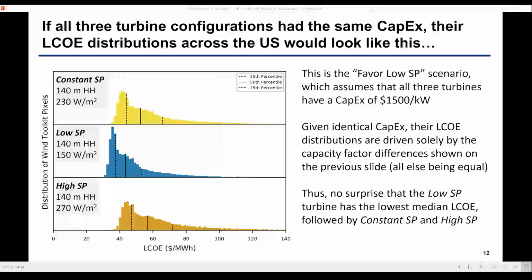For the constant and high SP turbines, the bulk of the distribution there is sort of closer to the $40 to $60 per megawatt hour level. These are relatively intuitive results when we're thinking about applying an equivalent Capex across all 3 of the turbine types.